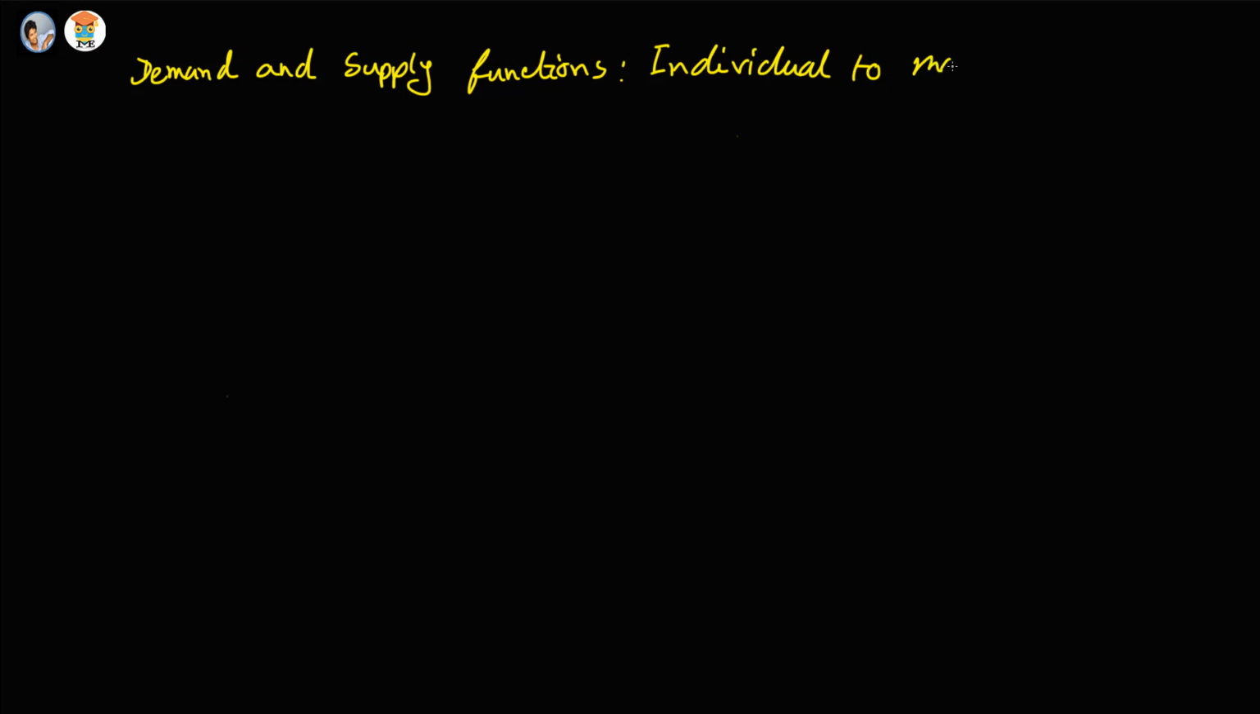In this video, we will talk about demand and supply functions from individual to market. Demand and supply functions, individual to market. Let us assume that there are three individuals: Amar, Akbar, Anthony.